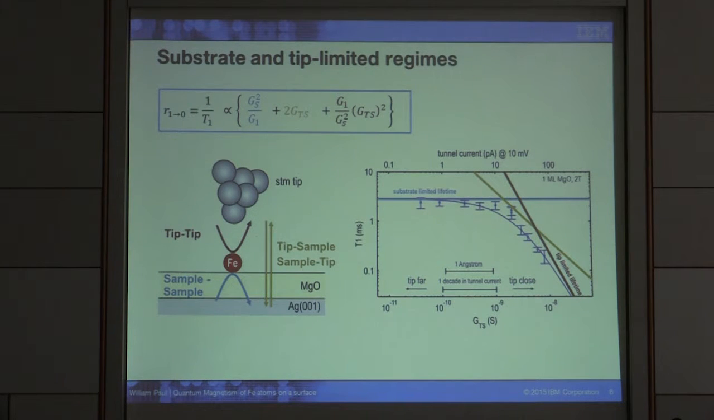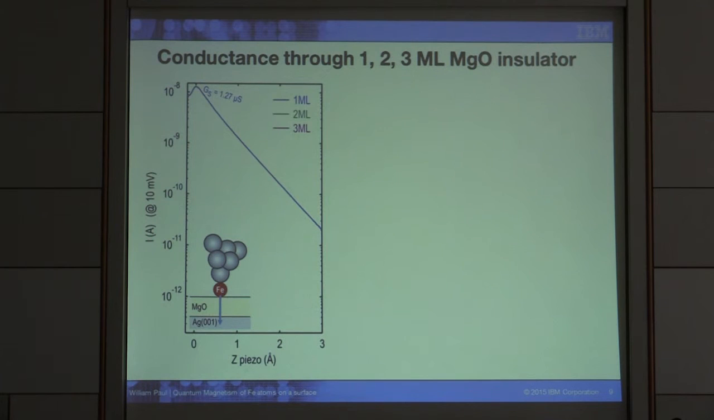So the question is, what kind of lifetime increase can we expect if we go to 2 or 3 monolayers, decoupling the spin from the substrate? To get a handle on the conductance of the substrate, we can do a point contact measurement between the STM tip and the iron atom on the surface. At this point, we basically bring the tip into contact with the iron, so we no longer have the tunnel barrier on the tip side of the atom, and we're just measuring the tunneling through this MgO layer.